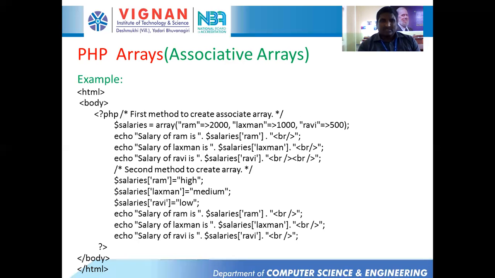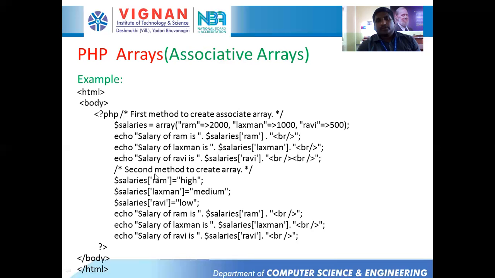We are printing this logic only. Echo: salary of Ram is $salaries of whom? Instead of using a numeric index, what are we using here? A string. So what is the string here? Ram. And salary of Lakshman is the salary. Here we need to remember: for a numeric index, suppose the index is 0, we give 0 within the brackets, but here we are writing a string, right? So we should write it within single quotes. Like this we can use associative arrays in PHP.